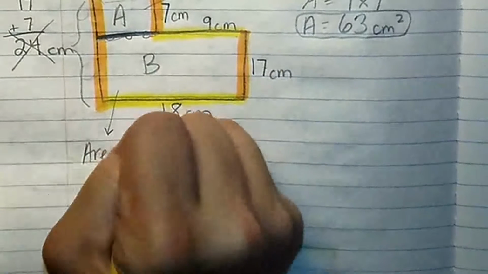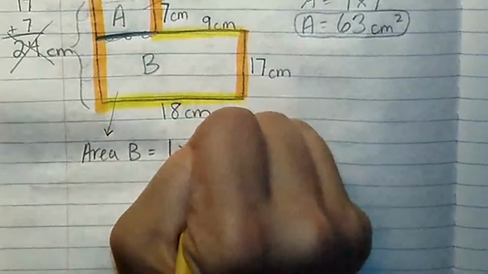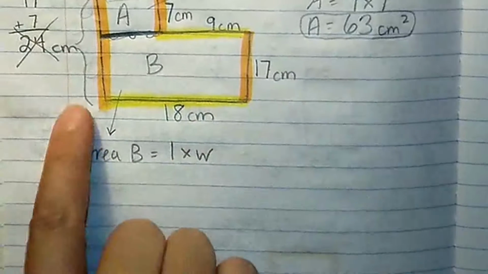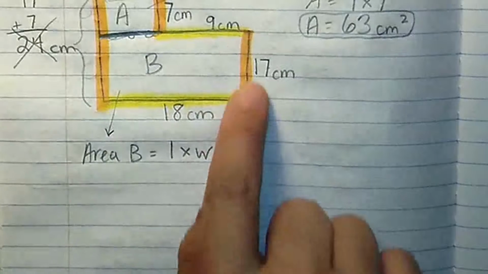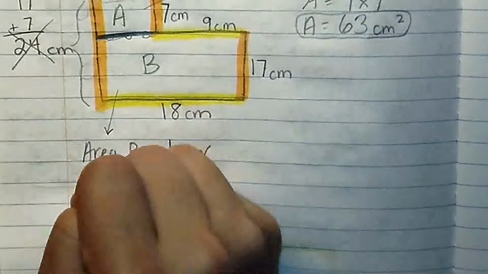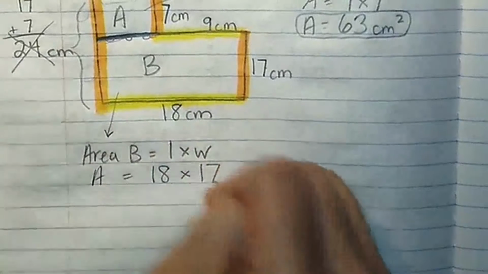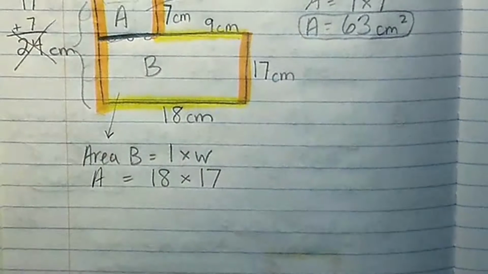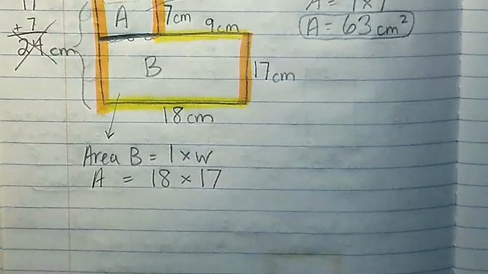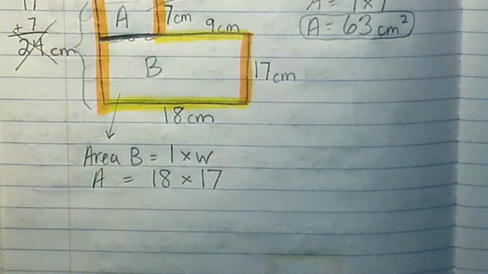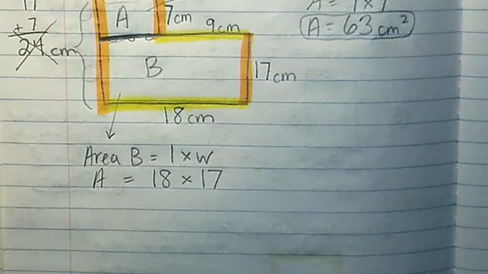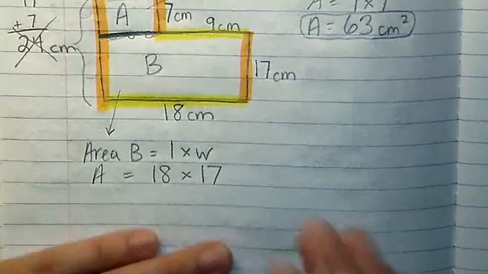Area of B equals length times width. We know what the length is. Oh look, we know what the width is too. So the area equals 18 times 17. Uh-oh. That looks hard. We have several strategies that we could try though. We could try zip zap 0. We could try lattice. We could try area model. I would go with lattice. It's my favorite.